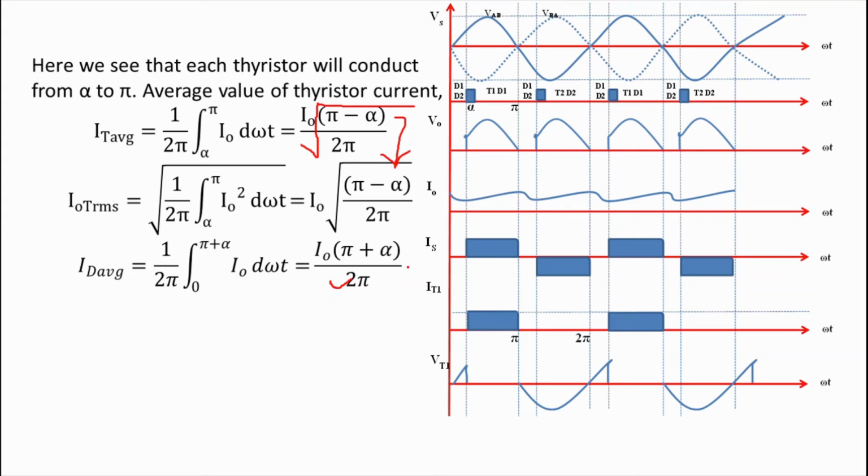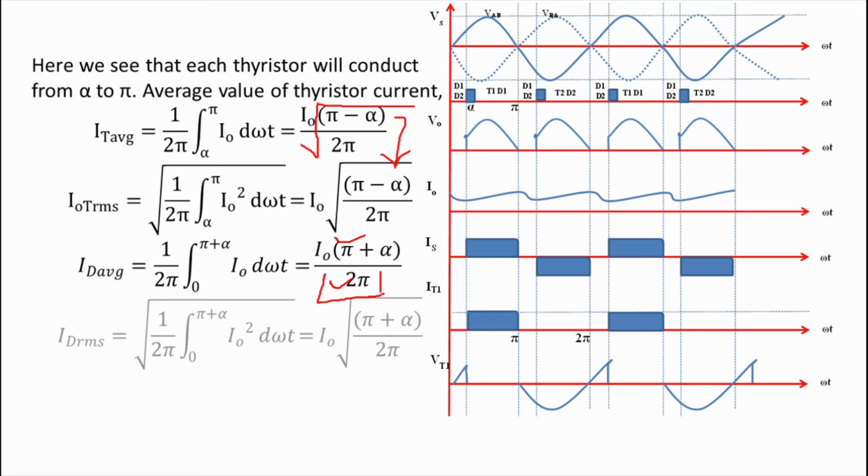Here also we can directly write the expression for the average value of diode current. How? See, the diode conducts from 0 to pi plus alpha, so the conduction period of the diode is pi plus alpha. When we divide pi plus alpha by 2 pi and multiply it by the maximum value, that is I naught, we automatically get ID average. Now what is ID RMS? That will be equal to I naught under root of (pi plus alpha) by 2 pi. Simply take the square root of the average fraction, and you will get the RMS.